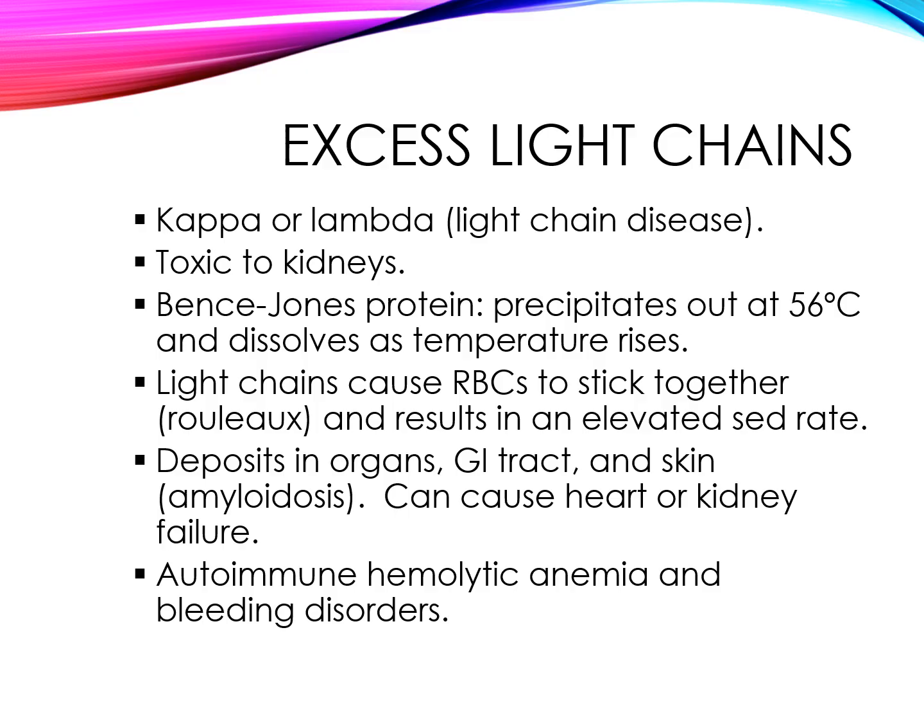We might have deposits in the organs, in the GI tract, in the skin. So we call that amyloidosis, and it can actually cause heart and kidney failure. And we also might have an autoimmune hemolytic anemia and bleeding disorders. It's crazy. I mean, when you see these immune cells producing things that are supposed to be helpful and then they become harmful to the body, this is a real problem.